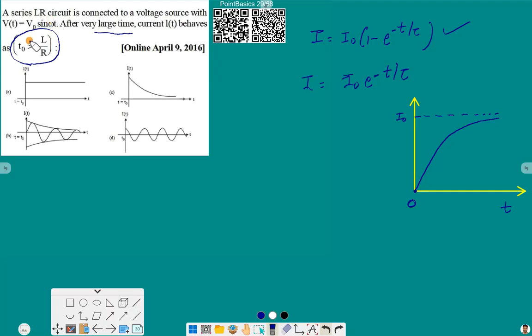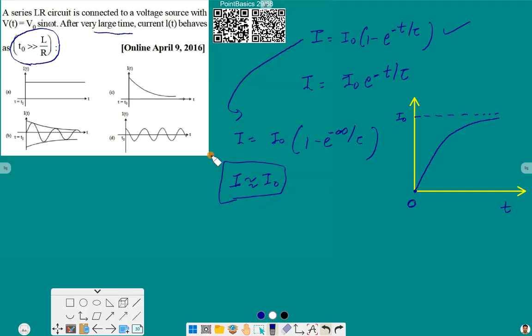Now, if sufficiently large time is given to an LR circuit, we can put this value here and analyze it. If we give it a very large value, this will become I equal to I node times 1 minus e raised to power minus infinity by tau. e raised to power minus infinity is 1 by e raised to power infinity, which is almost 0. So I is approximately equal to I node, which means at that time the value of current will be equal to the maximum current.